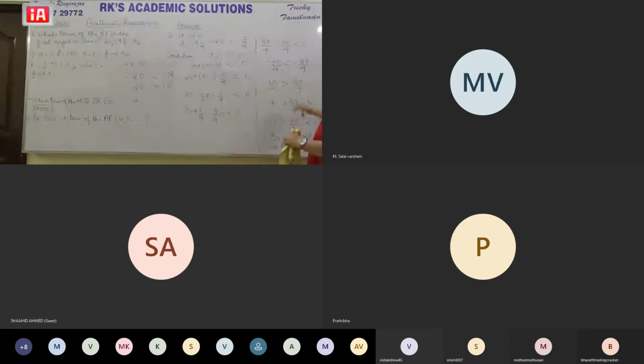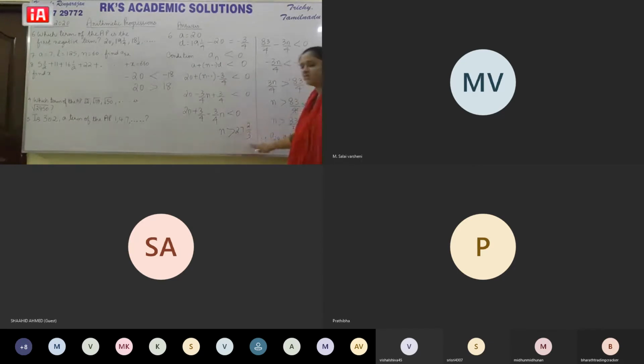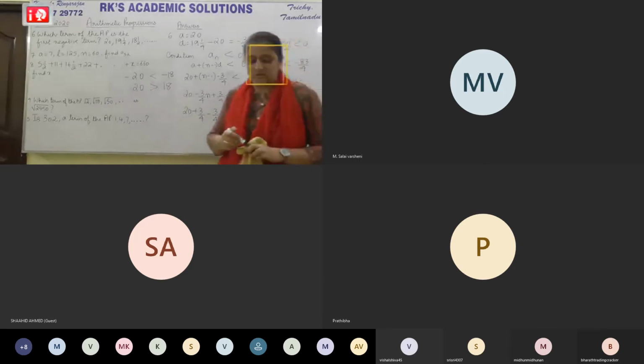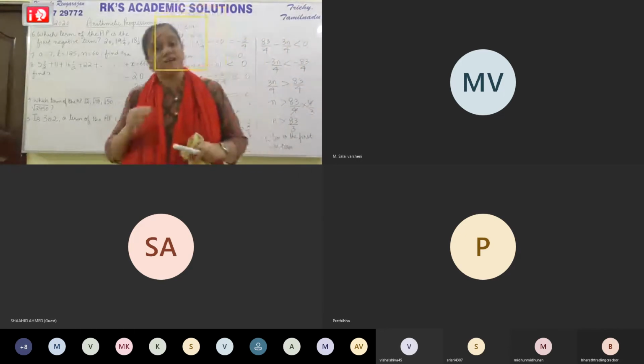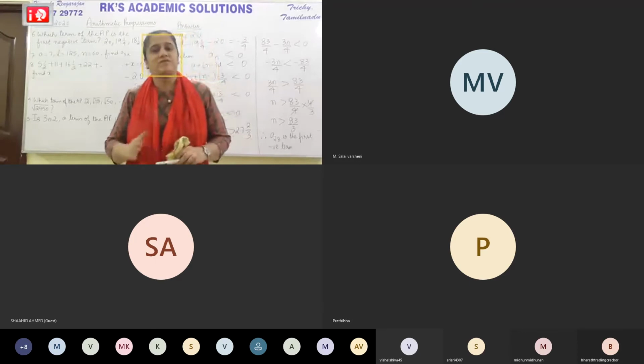Then you just have to simplify the usual way. 3 by 4 on the other side becomes 4 by 3, and we have n greater than 83 by 3, which means n is greater than 27 2 by 3. So now answer the question: which is the first negative term? n is greater than 27 2 by 3, which means the 28th term.